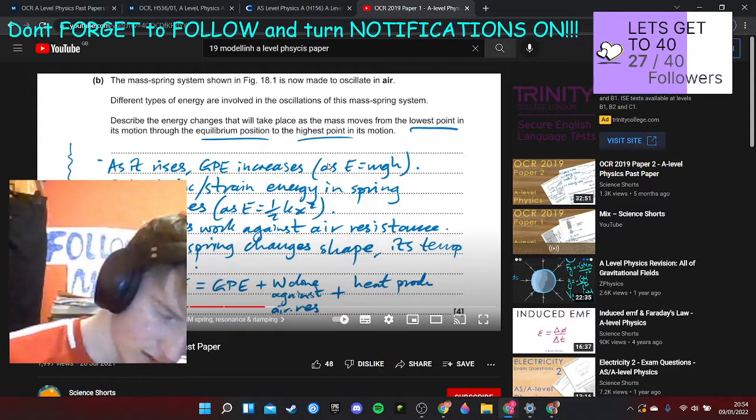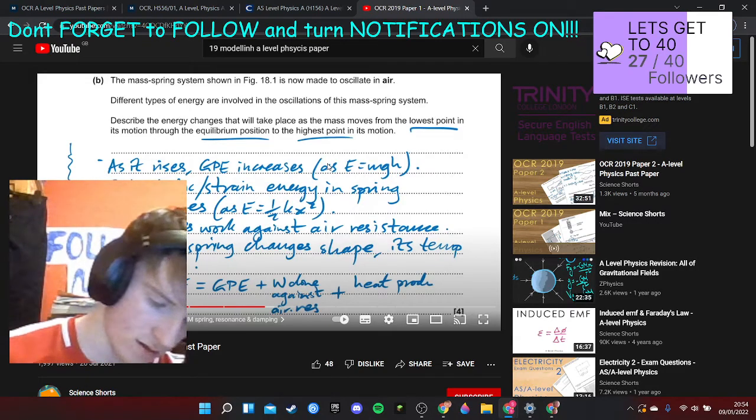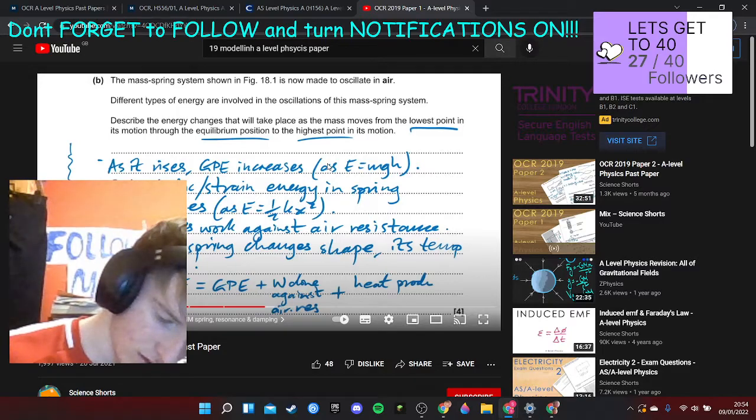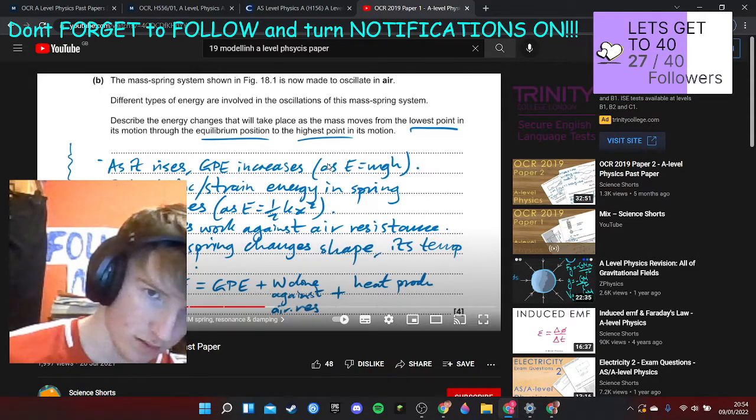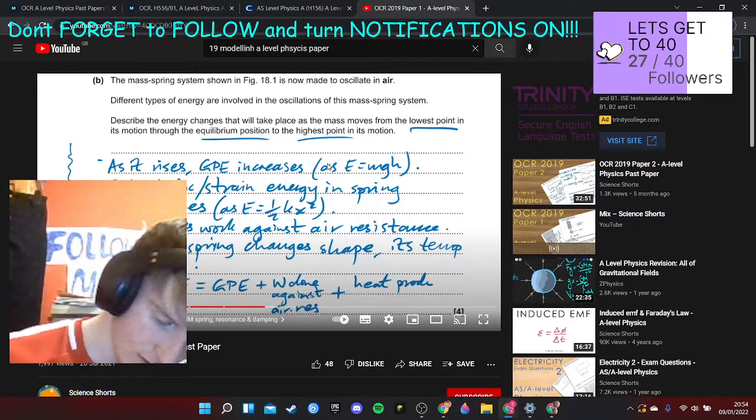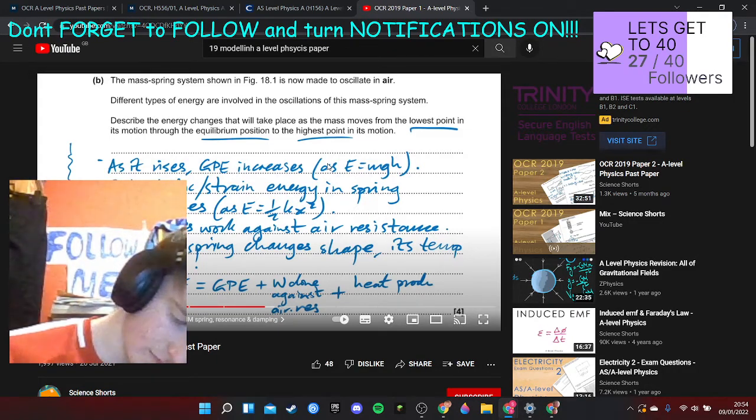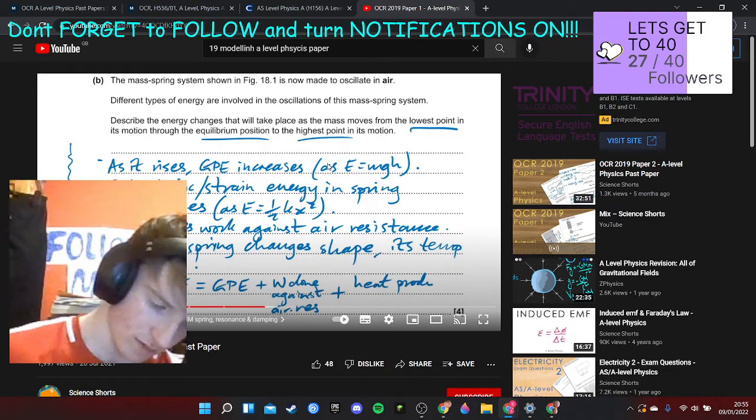Finally, what was the other one? The ball does work on the air, so it does work against air resistance, so energy is transferred into the air. And that is 4 marks.